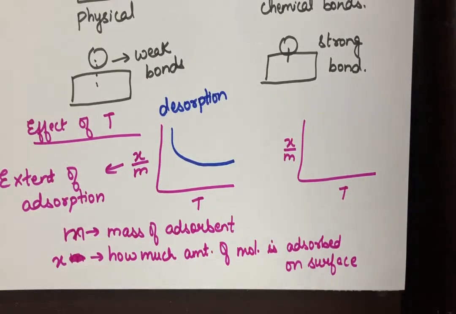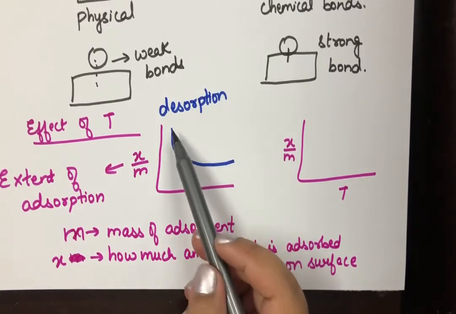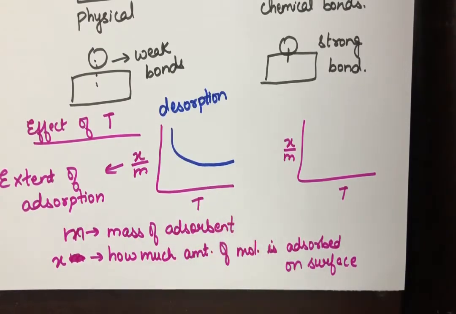Desorption means the opposite of adsorption. Adsorption was accumulation of the particles on the surface. Desorption means it is going away from the surface. So the moment you increase the temperature, the molecules will go away from the surface, and that is why as you are increasing the temperature, the extent of adsorption is decreasing.